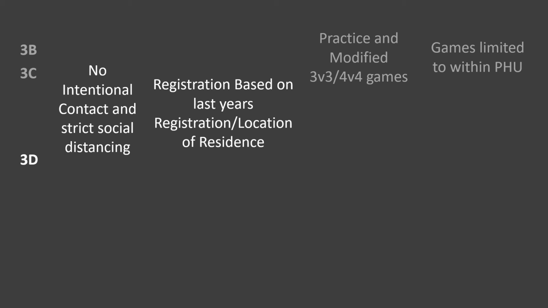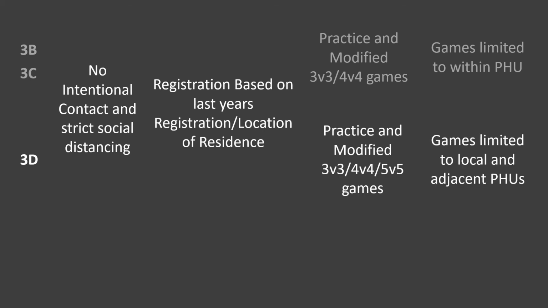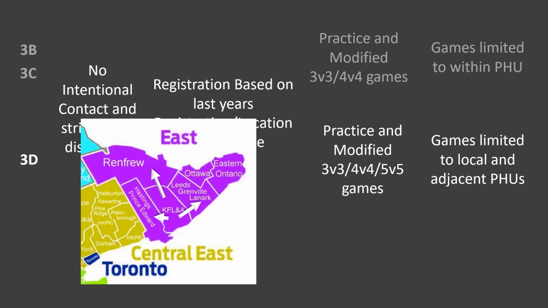Progression into Phase 3D will include the expansion of gameplay to include 5-on-5 hockey. In addition, games will be allowed with teams in adjacent public health units, meaning that competition with teams outside of Kingston may be possible during this phase.